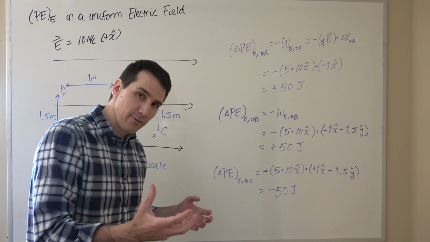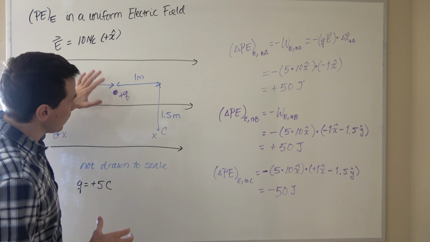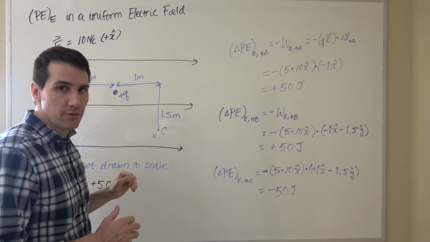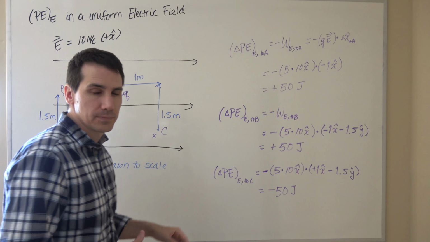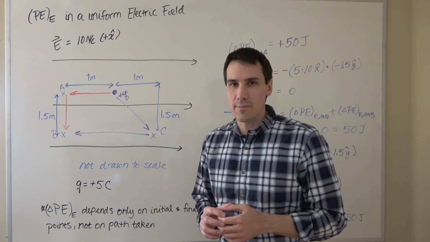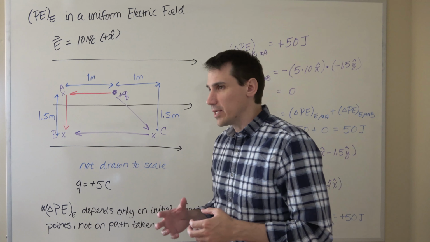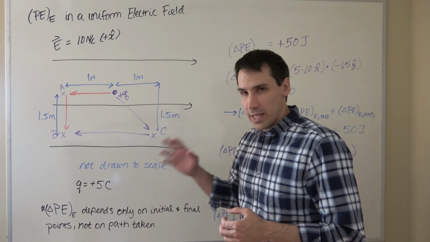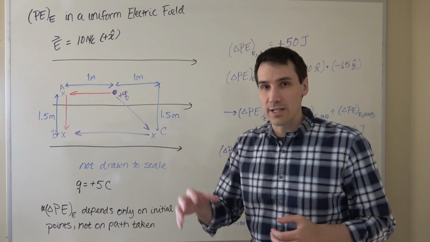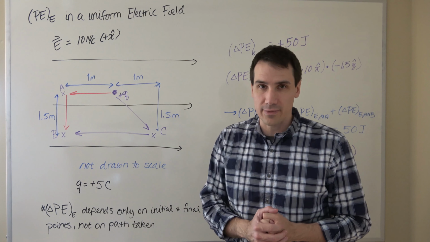This makes sense again from our previous discussion, because when we move with the direction of the electric force, we lose potential energy. Now let's use this same example to talk about something called path independence. Path independence means that the change in potential energy depends only on the initial and final locations of the particle, not on the path taken to get there.